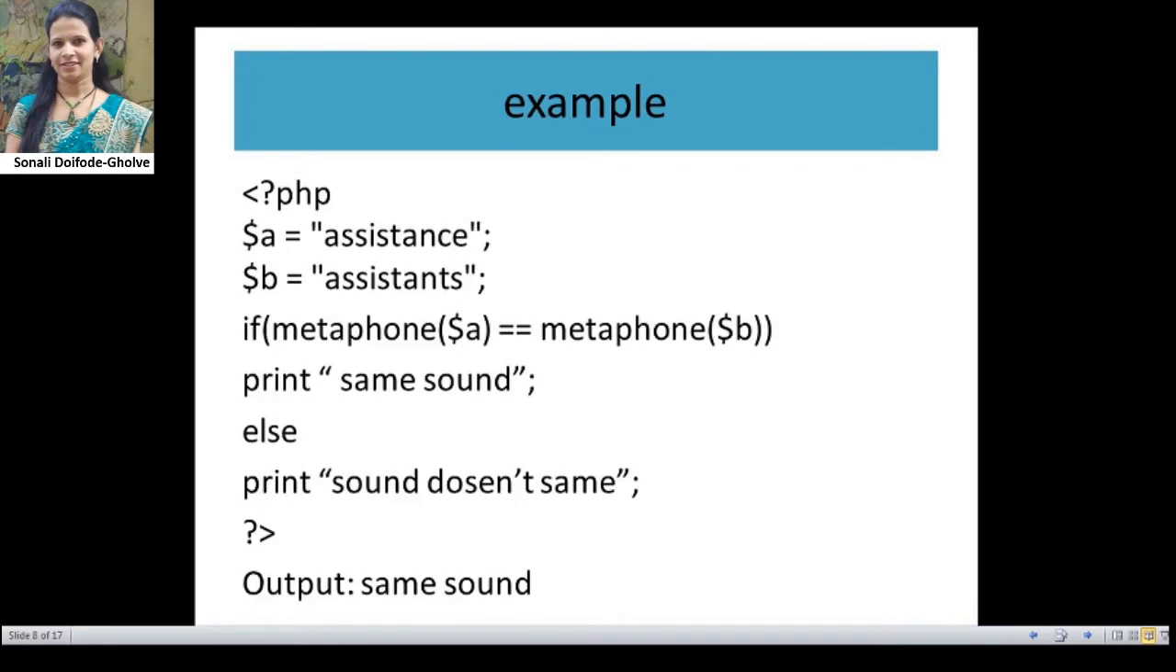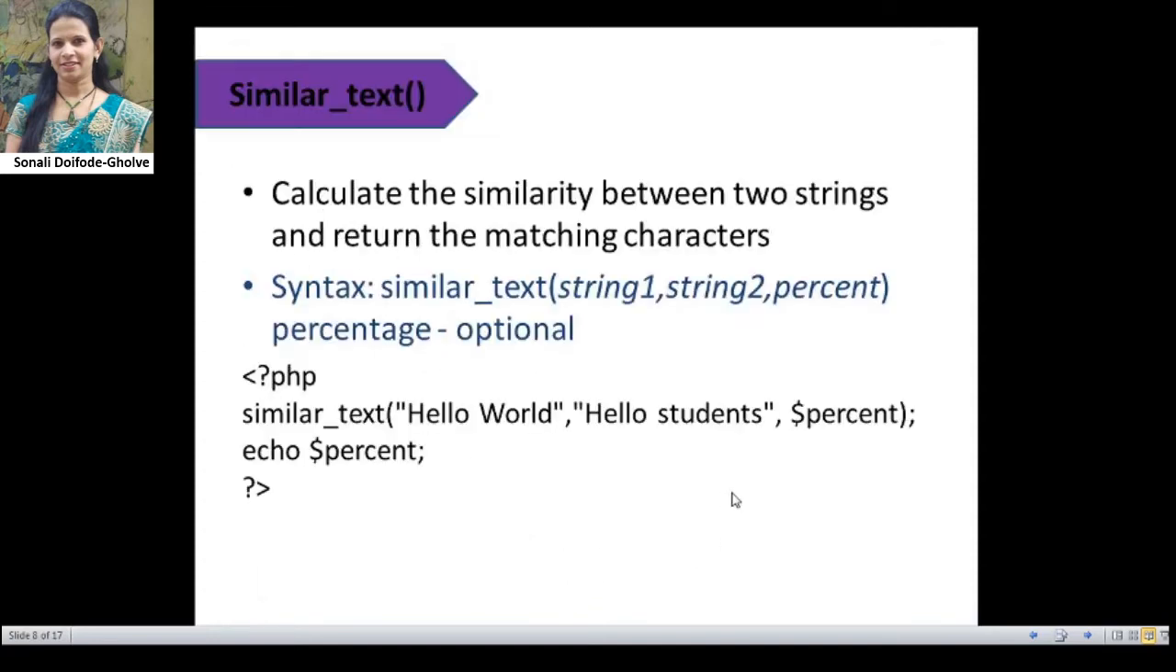Example, here we are using the same example. The first string is assistance, second is assistant. If metaphone of $a equals metaphone of $b, then it will print the same sound. Otherwise, it will print the sound doesn't same. In this case, our output is same sound.